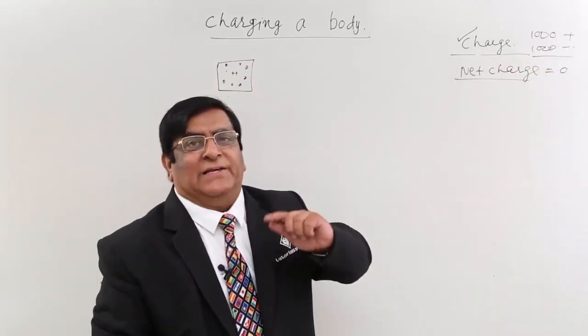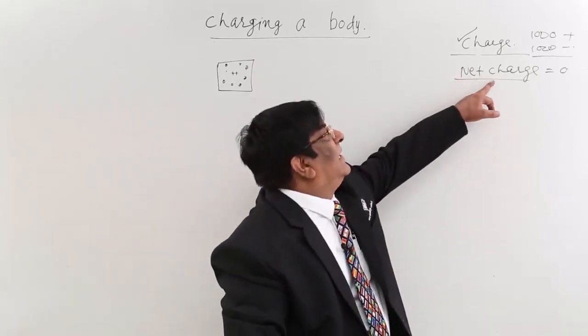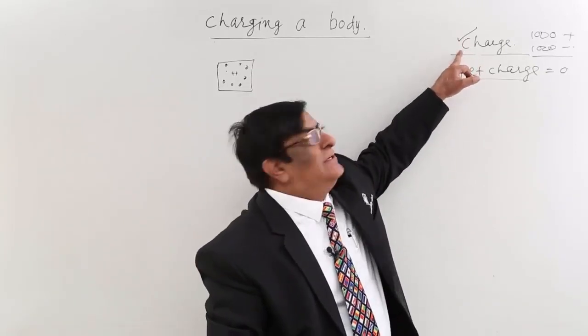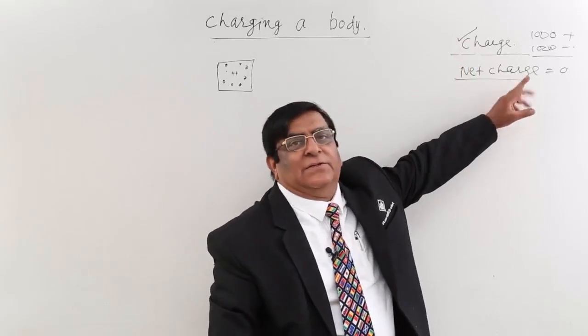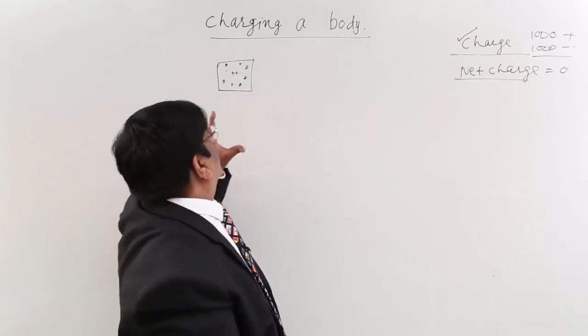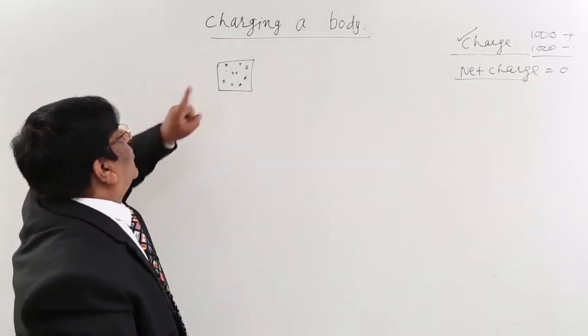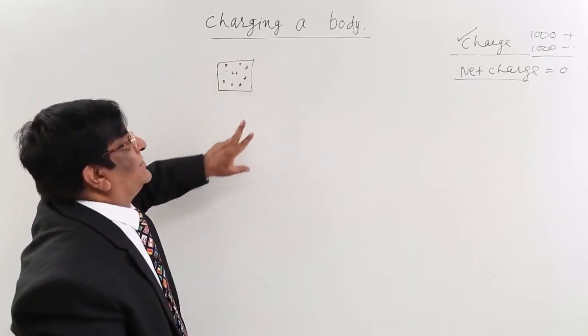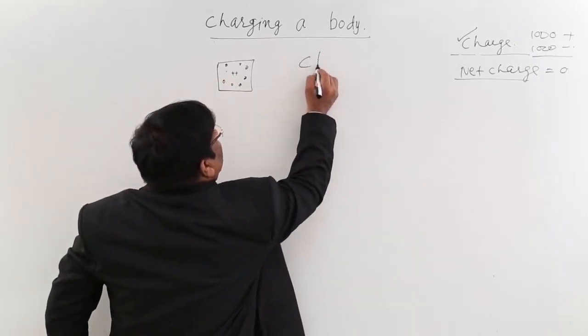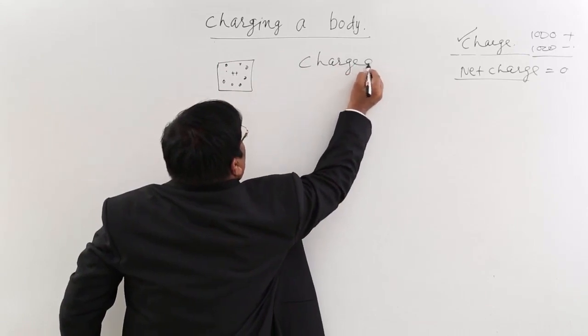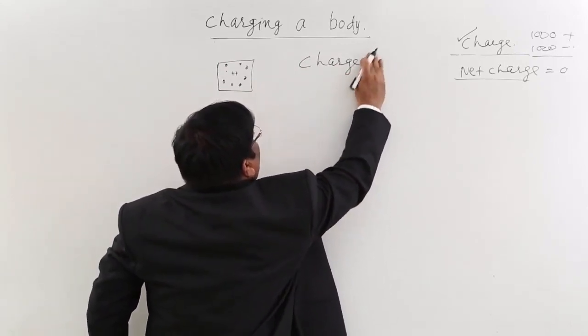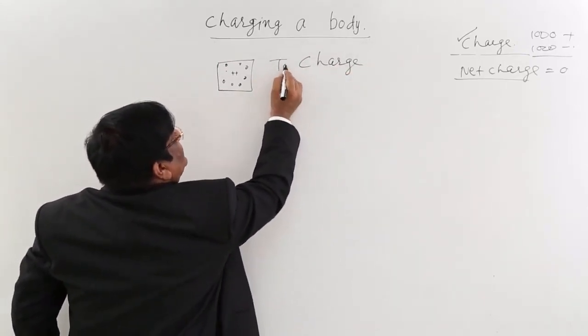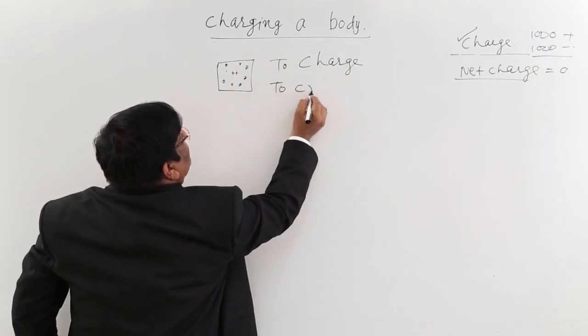Now a body applies force because of net charge and not because of charge. So if there is a net charge, the body is able to apply force. If I want this body to be charged, so in our general language, what we say is that we want to charge a body, to charge, that means to create net charge.